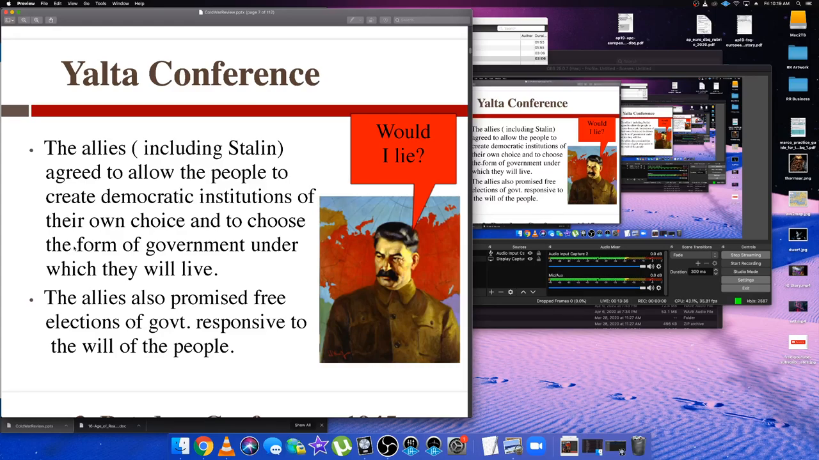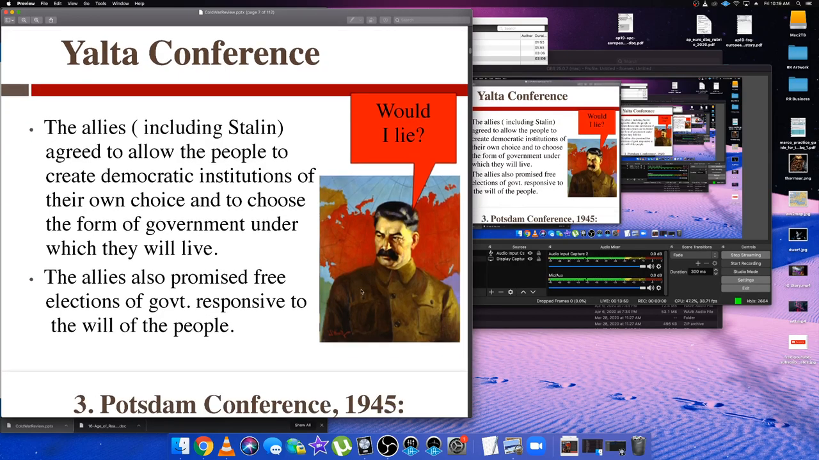So the Allies, including Stalin, had initially agreed to allow the people to create free democratic institutions of their own choice. And the question is, is Joseph Stalin going to keep up with his promise, or is he going to break it?